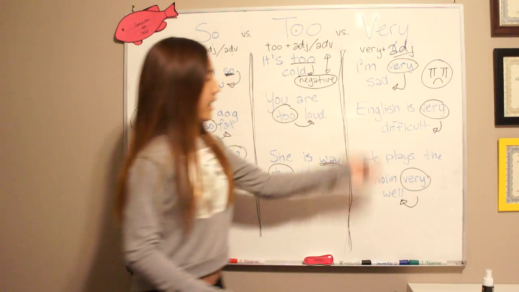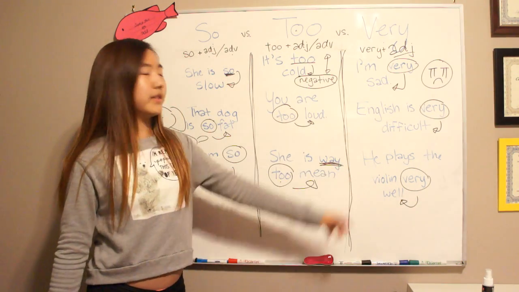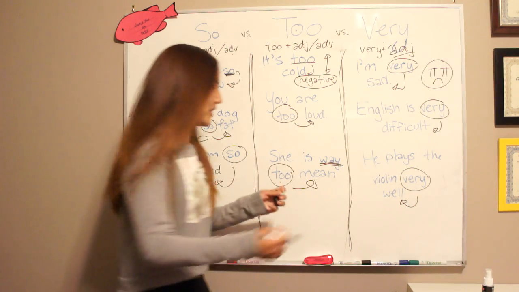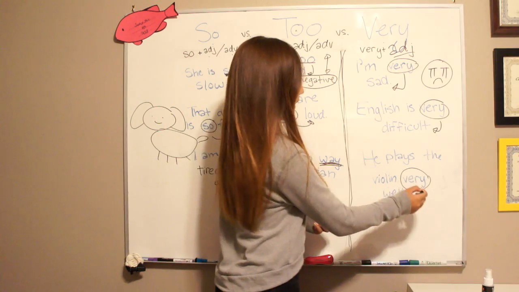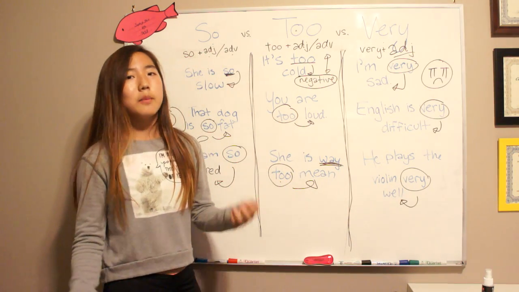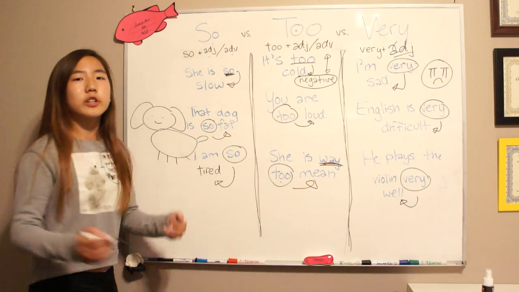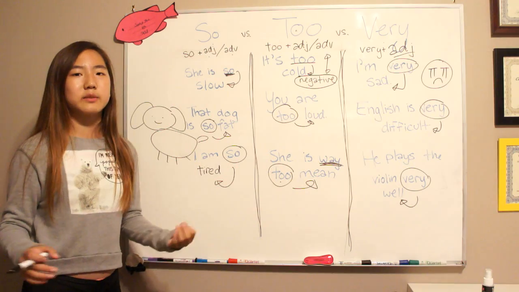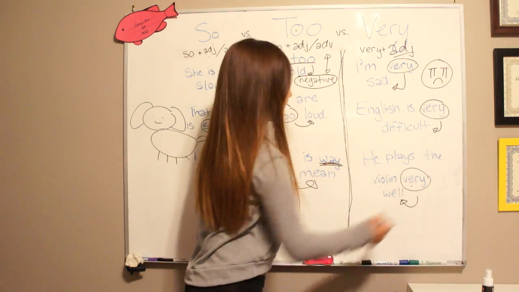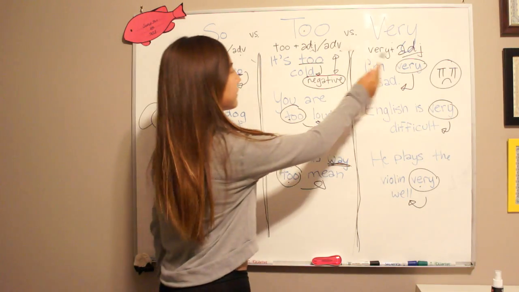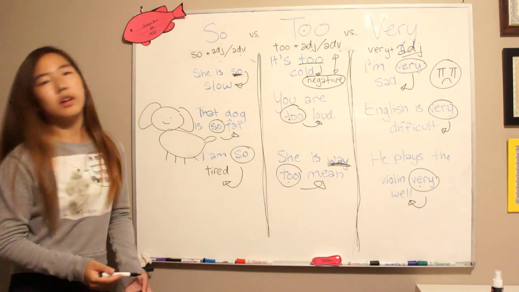And same for the bottom. He plays the violin very well. So it's like, he's really good at the violin. Very well. Not just he plays the violin well, but very well. So if you're trying to exaggerate a point or make it seem like it has more depth to it, just add very or so, depending on what goes after it and what sounds better.